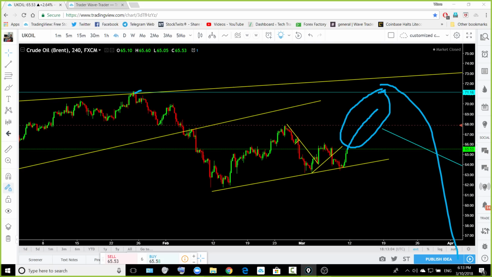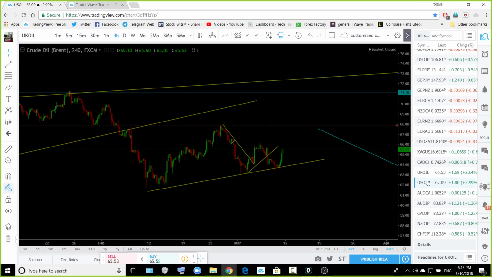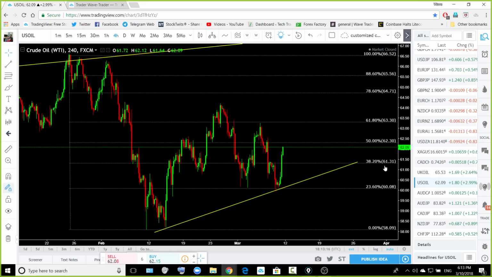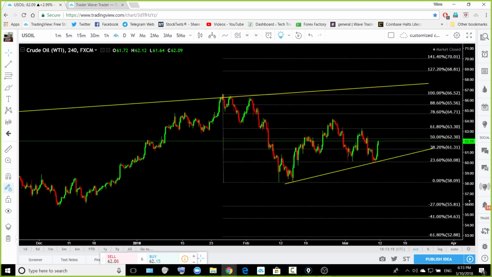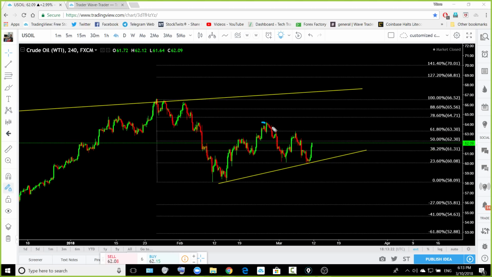Alright, so this simple ABC move, this pattern, and then drop. Same on the US oil. Buy on US oil as well. That trade, ABC move, and then drop from the top.